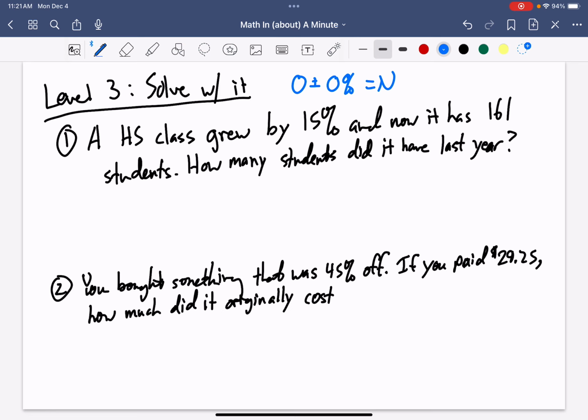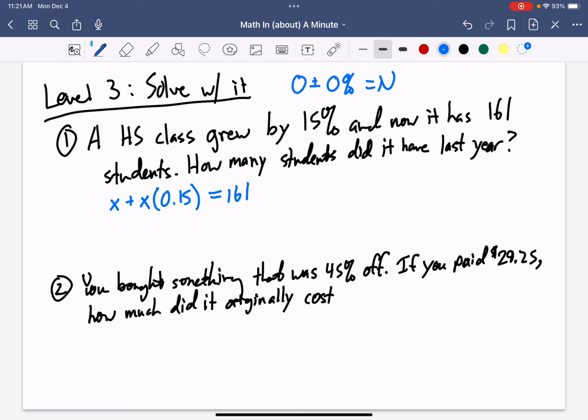So let's say a high school class grew by 15%, and now it has 161 students. How many students did it have last year? Well, here's what I'm going to do. I'm going to set up the equation. I don't know what the class size was last year, so that's going to be an x. I still don't know what that original is, so it's x, but I'm timesing it by 15%, which is 0.15. And I'm setting that equal to 161.